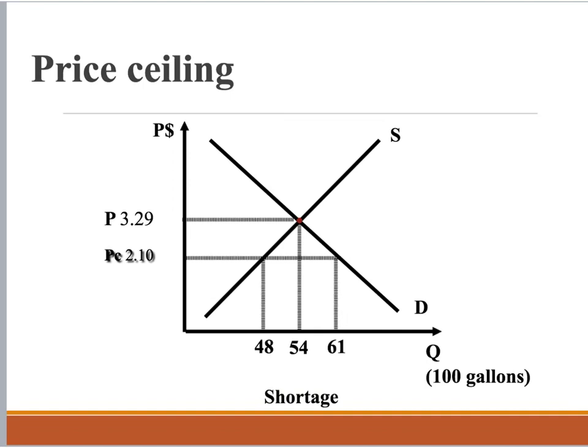If a price ceiling, or PC, is established at a price of $2.10 per gallon, quantity supplied falls to 4,800 gallons per month, and quantity demanded increases to 6,100 gallons per month. When quantity demanded exceeds quantity supplied, there is a market shortage. In this case, the market shortage is equal to 6,100 minus 4,800, which equals a shortage of 1,300 gallons per month.